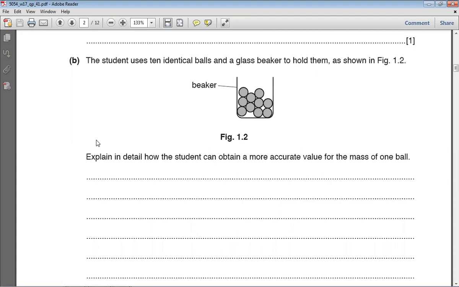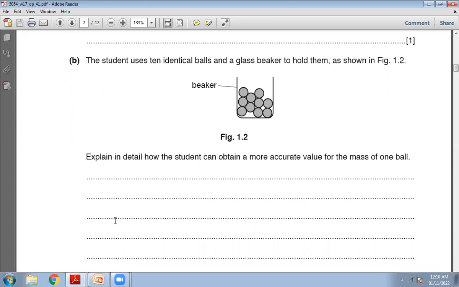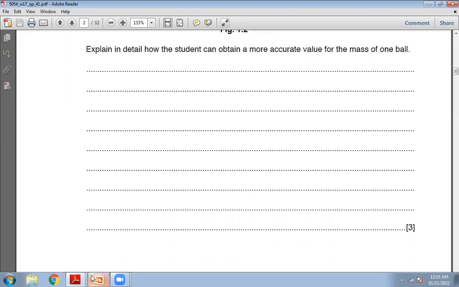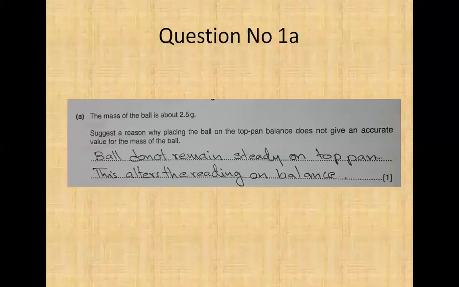Then we will put the 10 tennis balls in that beaker and we will measure the mass of that beaker and we will call it M2. Then subtract M1 from M2. That will give you the mass of 10 tennis balls. Divide that mass by 10 because there are 10 balls. That will give you the average mass of one tennis ball, and that will be more accurate. I hope you understand. Let me show you my written answer. It's a 3-mark question.